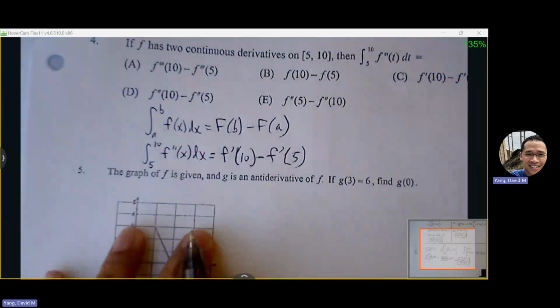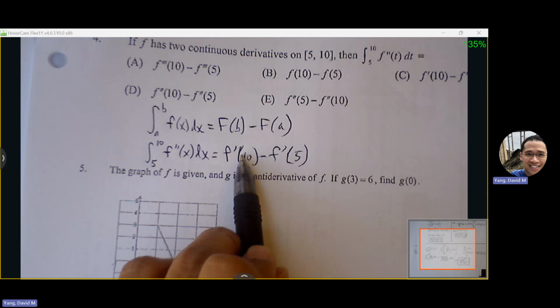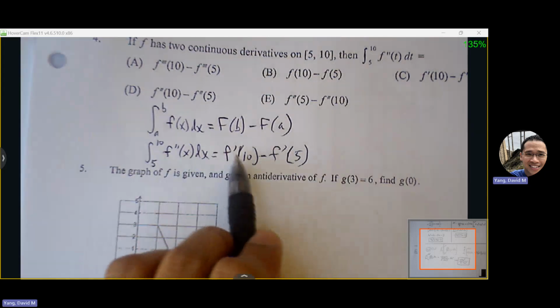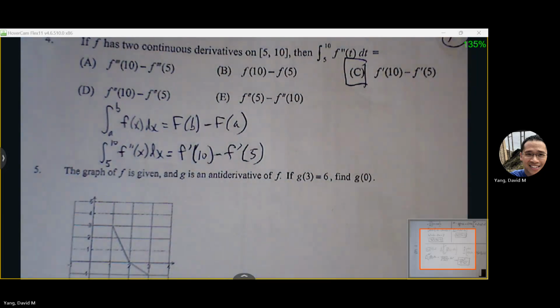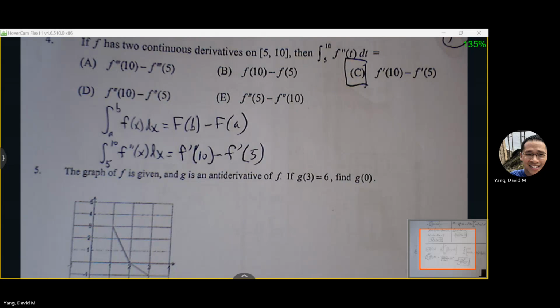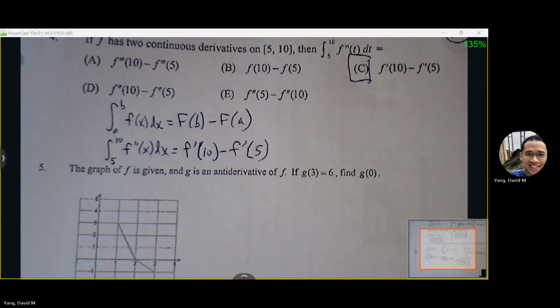So there are a lot of different ways that the first theorem can be applied. It can be applied from f double prime to f prime, from f prime to f of x, from velocity to position, from acceleration to velocity, right? Capital F means antiderivative, right? Okay, let's see here.